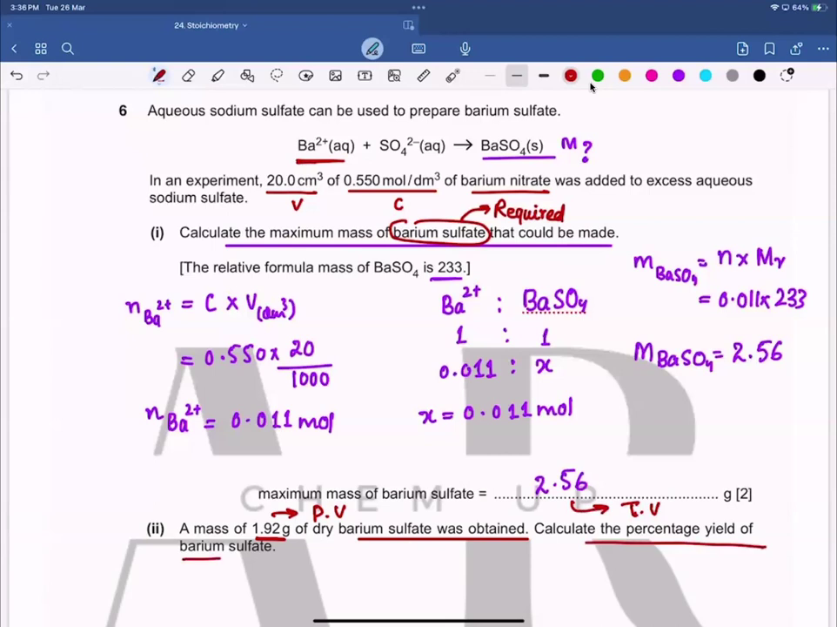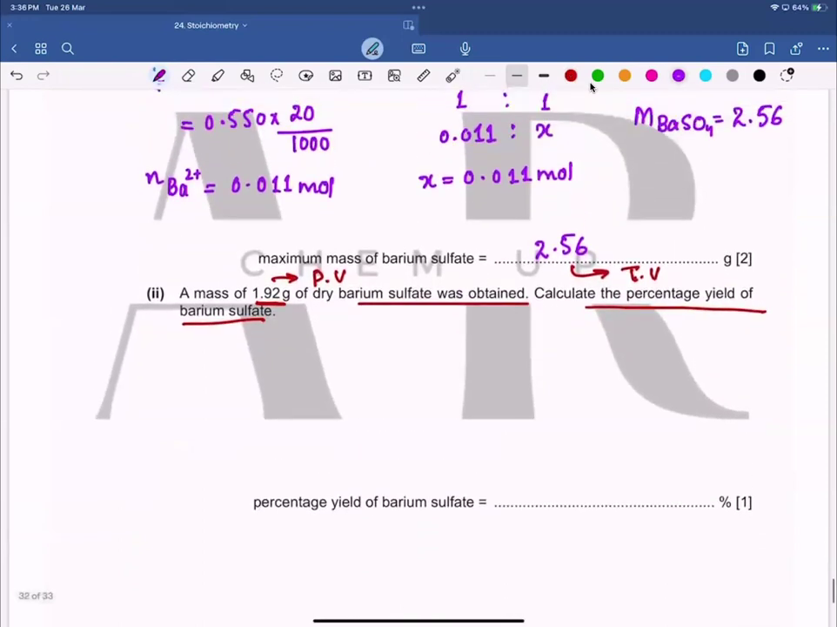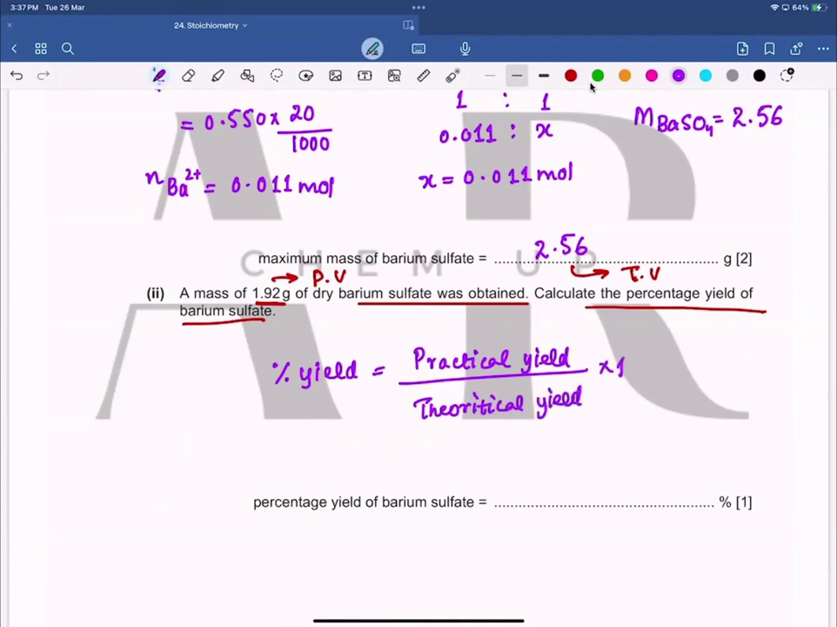So calculate the percentage yield of barium sulfate. I got the maximum mass, or the theoretical value, of barium sulfate. I got the practical value. I'll put them in the formula of percentage yield, that is practical yield or practical value over theoretical yield or theoretical value times 100. The practical value is 1.92. The theoretical value is 2.56 times 100. What are you getting? 75%.